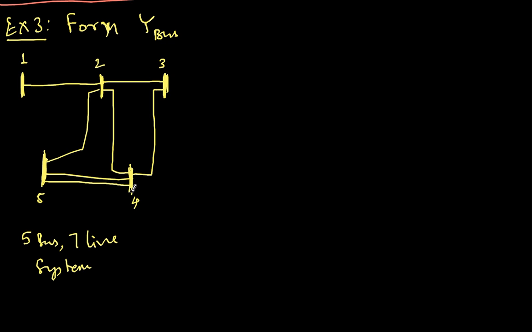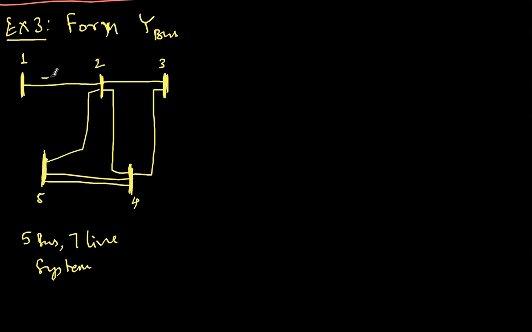Between two buses there can be multiple lines, and this is called a double circuit line. These are all single circuit lines. This is called double circuit. In fact, double circuit lines are more common in power systems. Even if one line is gone, we have the other line, and you can also find triple circuit lines sometimes. Anyway, let's begin. I'll directly write the admittances.